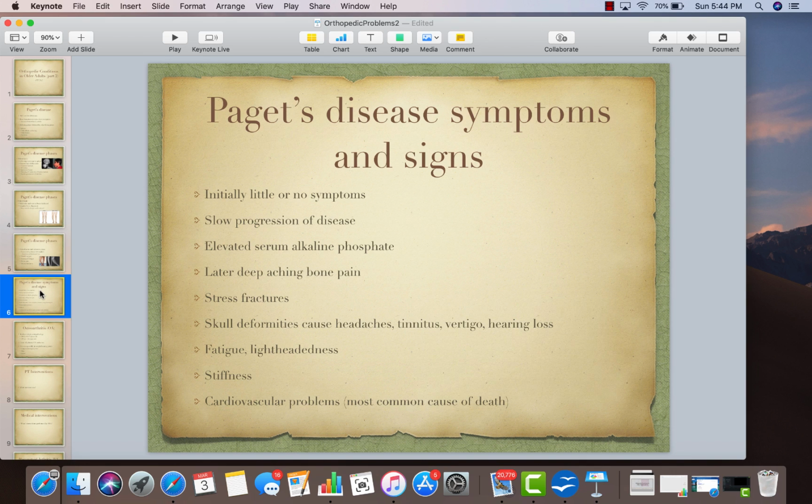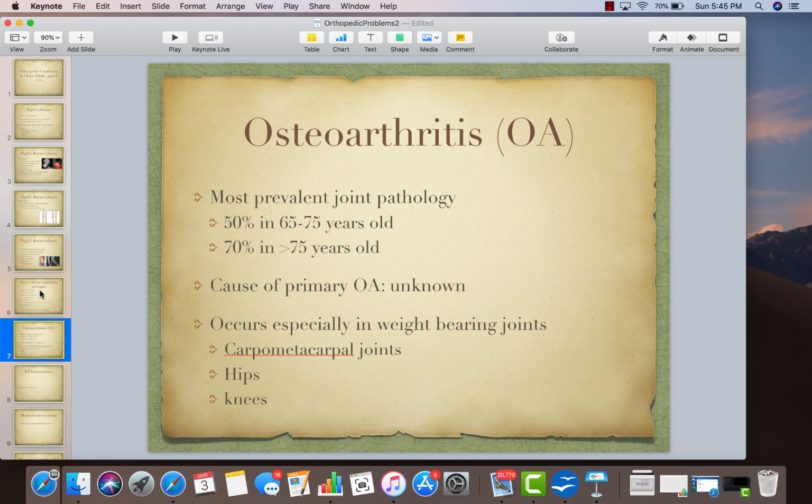Some of the signs and symptoms, initially, like I said, little or no symptoms. Then there's a slow progression of disease. There may be elevated serum alkaline phosphate, and later more of a deep aching bone pain. Stress fractures can occur, and these skull deformities could eventually be so severe they're causing headaches, tinnitus, vertigo, and hearing loss. And fatigue and lightheadedness, stiffness. Lastly, there are oftentimes cardiovascular problems associated with Paget's disease, and it's the most common cause of death.